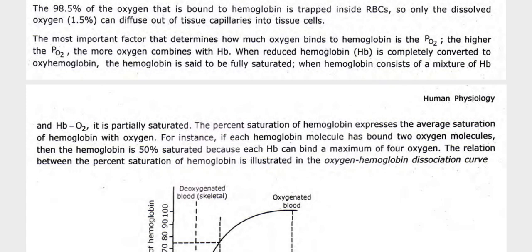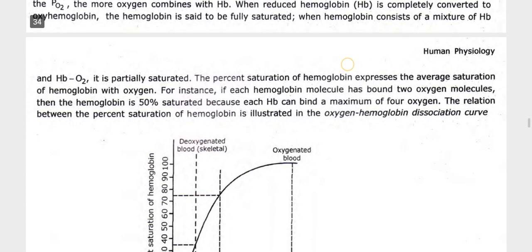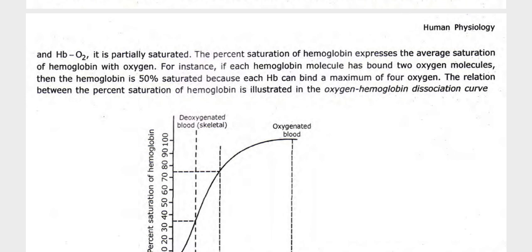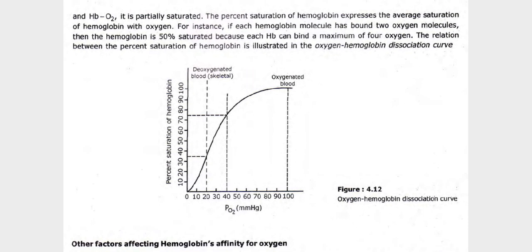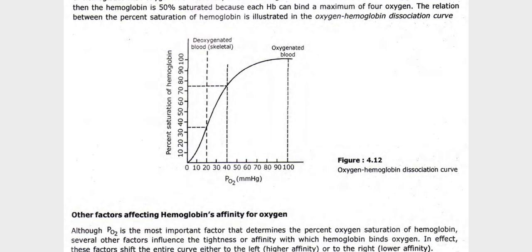The percent saturation of hemoglobin expresses the average saturation of hemoglobin with oxygen. For instance, if each hemoglobin molecule has bound 2 oxygen molecules, then the hemoglobin is 50% saturated because each Hb can bind a maximum of 4 oxygen. The relation between PO2 and the percent saturation of hemoglobin is illustrated in the oxygen-hemoglobin dissociation curve like this, with PO2 on the x-axis and percentage saturation of hemoglobin on the y-axis. Look at this picture.